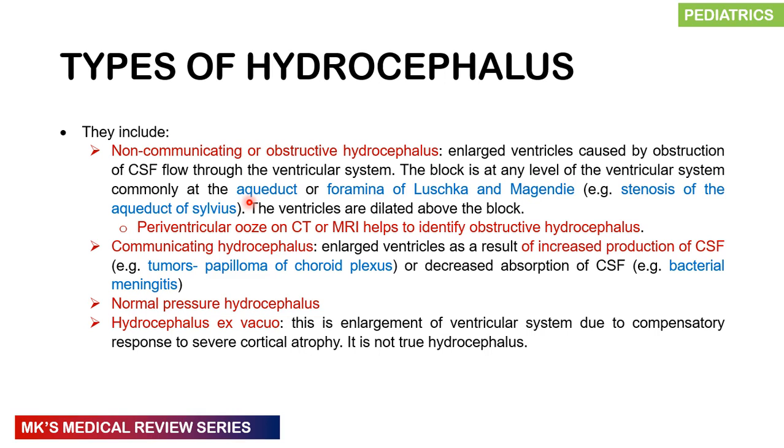And remember, whenever a tube is blocked, everything that is behind it will begin to accumulate. So the CSF will accumulate in that ventricle behind this blockage. You may also have a periventricular ooze that's seen on the CT scan or the MRI, and this can help in identifying obstructive hydrocephalus. Then with communicating hydrocephalus, you have enlargement of the ventricles as a result of increased production of CSF. So with tumors, you could have a papilloma of the choroid plexus, or even a decrease in absorption of CSF, for example, in patients that have bacterial meningitis.